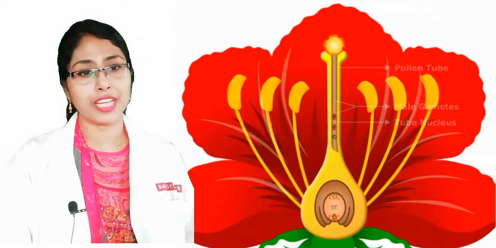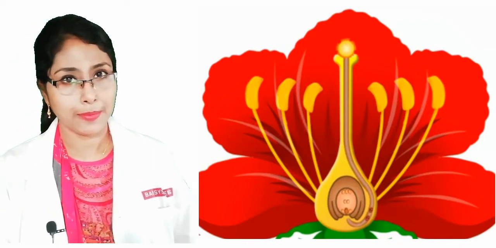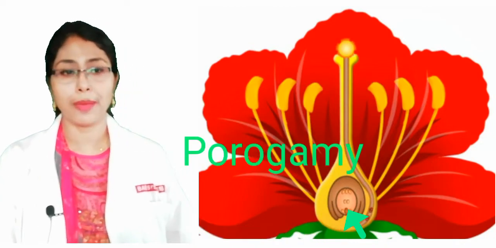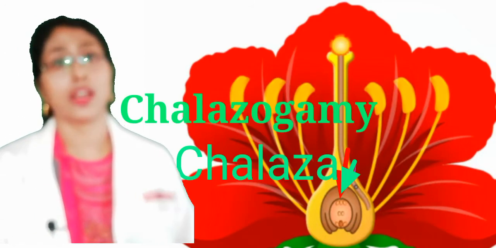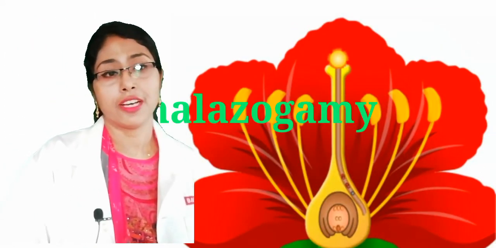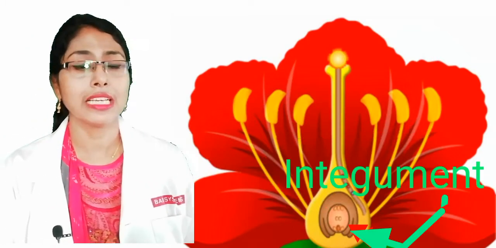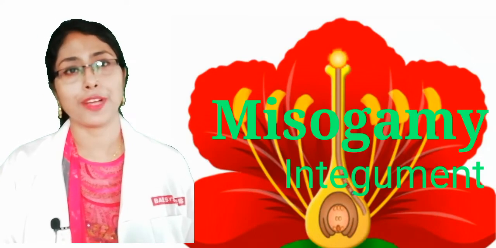The pollen tube gradually grows down through the style and enters into the embryo sac of the ovule through the micropyle. If the pollen tube enters into the embryo sac through the micropyle, then this process is called porogamy. And if the pollen tube enters through chalaza, then this process is called chalazogamy. And if the pollen tube enters through the integument, then this process is called mesogamy.